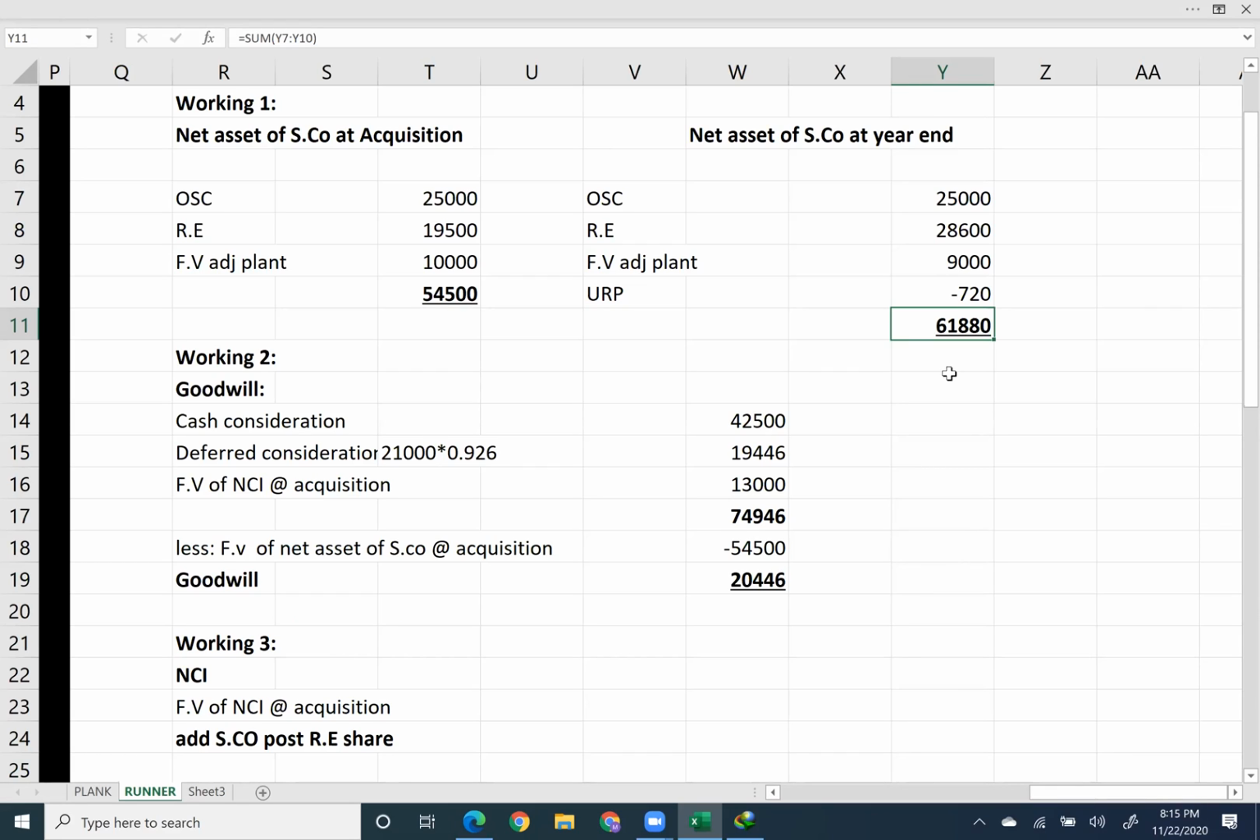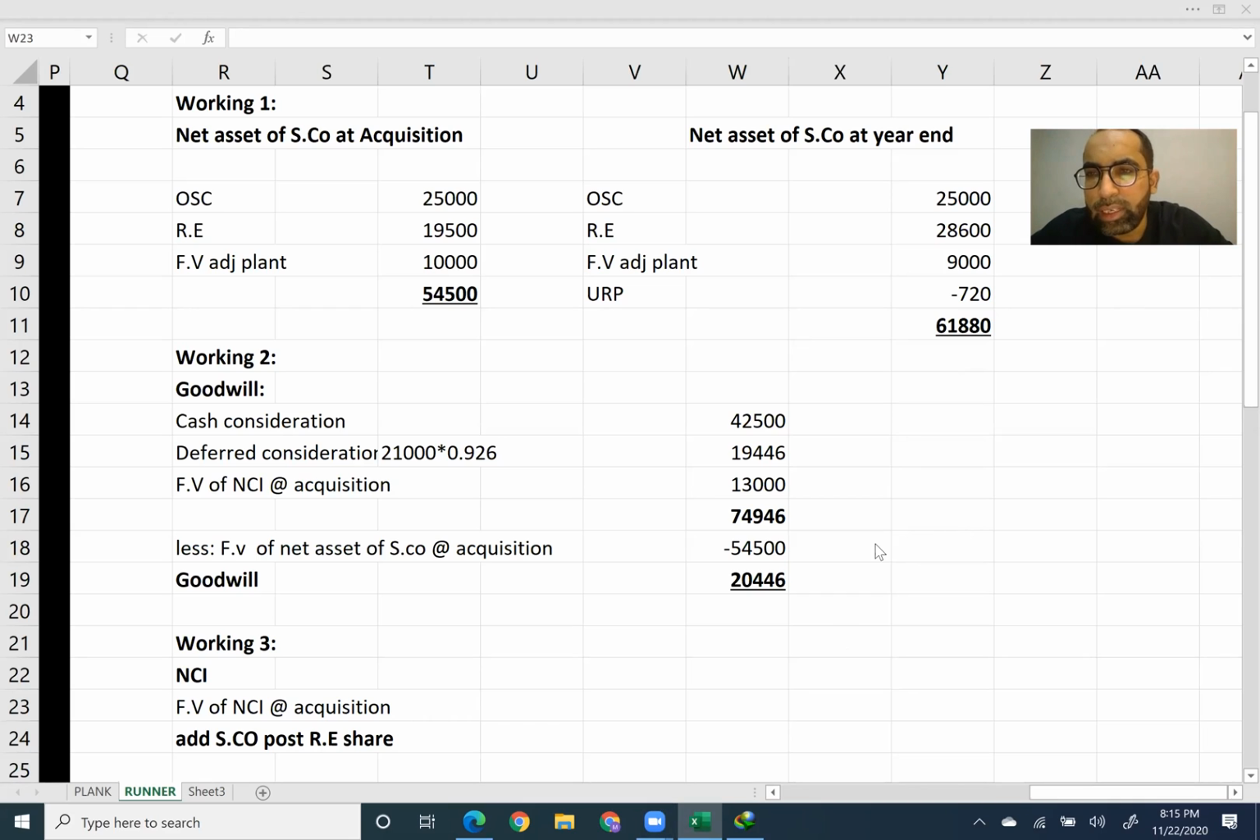Now, let's calculate the fair value of NCI for balance sheet. I hope you remember this. Please look at the screen. In consolidated SOFP, NCI is recorded at fair value, in the full goodwill method. The fair value is already given in the question, but it's given for the acquisition date. So you need to adjust S company's post net assets share in the NCI.